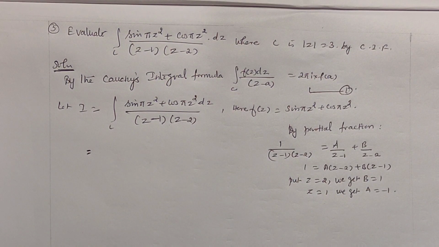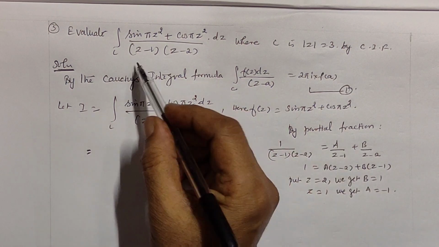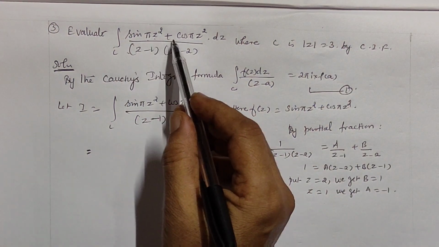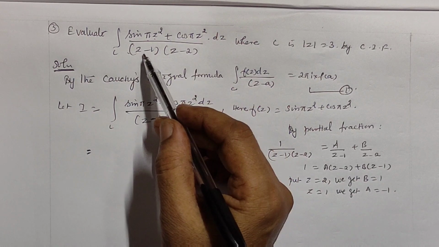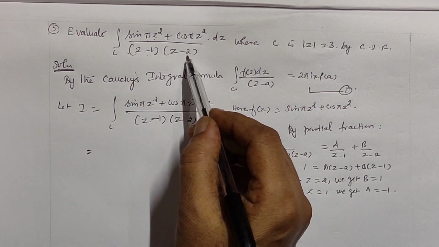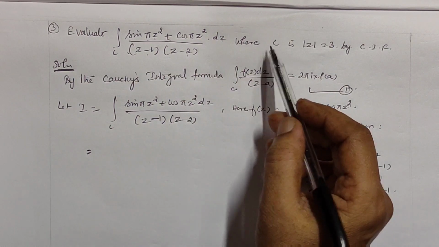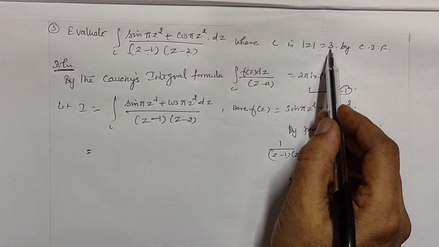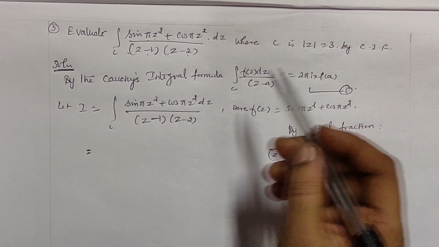Let's start with the third problem. Evaluate the integration over C of (sin πz² + cos πz²) divided by (z − 1)(z − 2) dz, where C is |z| = 3, by Cauchy's integral formula.